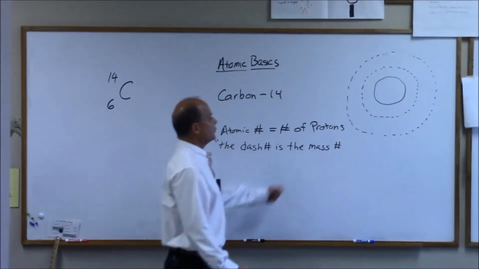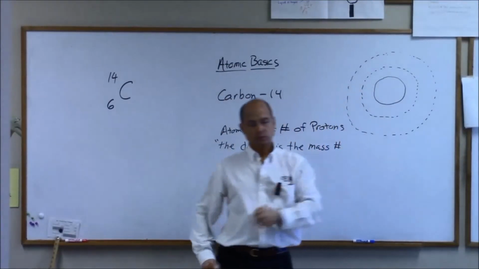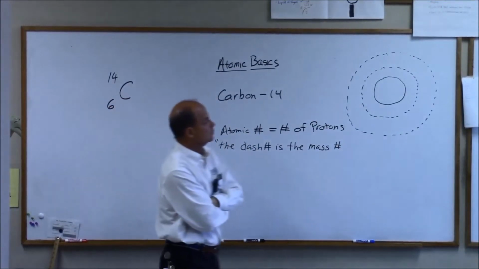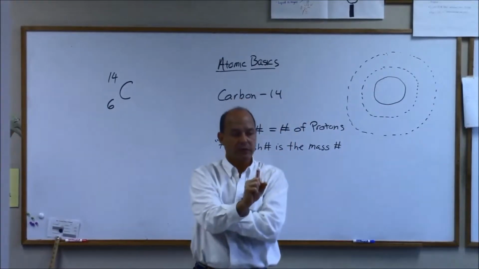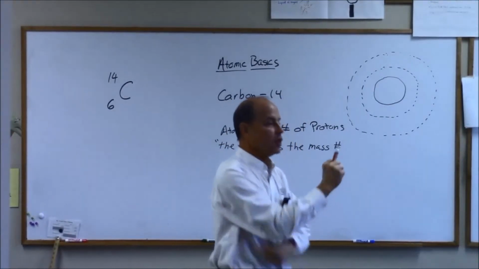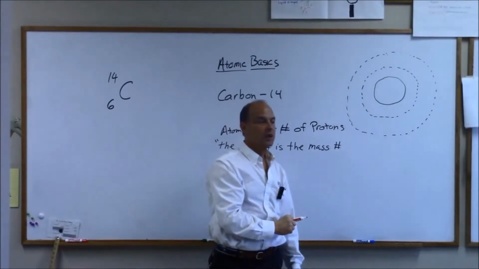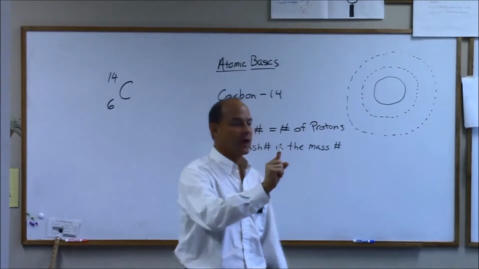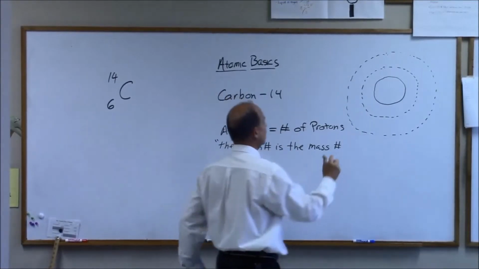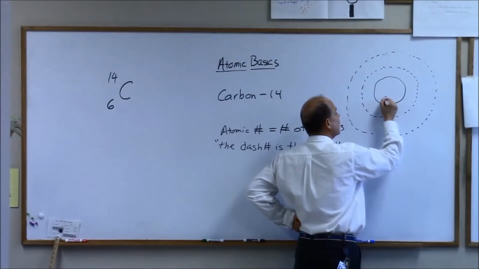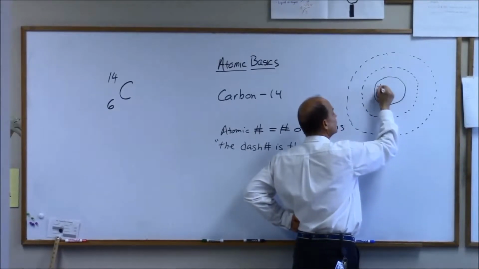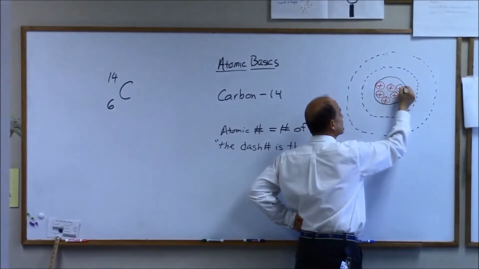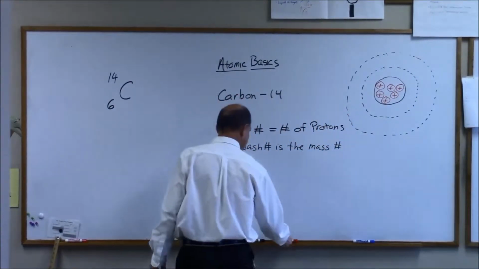If I was going to draw a Bohr model of carbon-14 and I wanted to draw protons, where would I locate the protons in my Bohr model? In the nucleus. Okay, so how many protons do I have in carbon? 6. So I'm going to draw 6 positively charged particles in my nucleus. 1, 2, 3, 4, 5, 6.